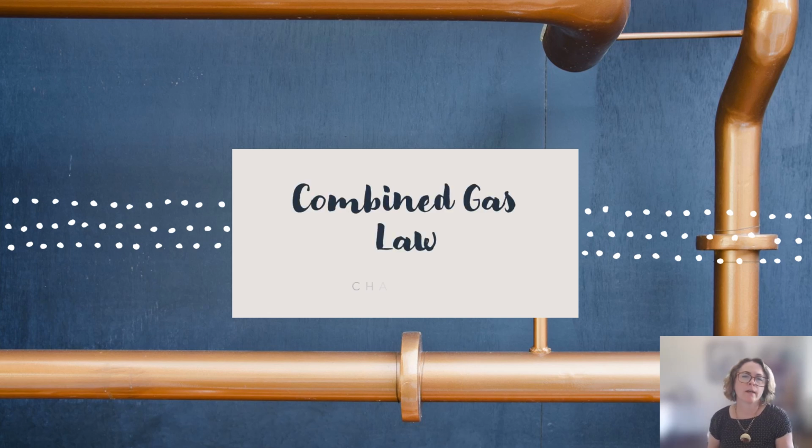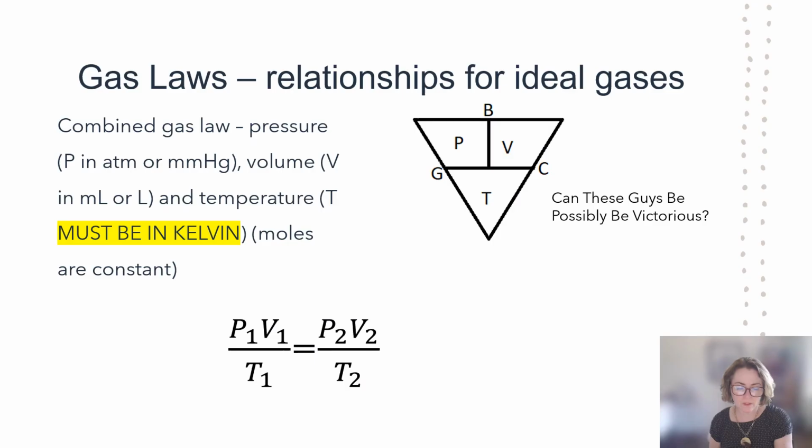So we're going to be talking about gas laws, several gas laws over the course of this chapter. And the first one we're going to focus on is the combined gas law. Basically, the combined gas law gives us the relationships for ideal gases. This is going to allow us to look at the relationships between pressure, volume, and temperature.